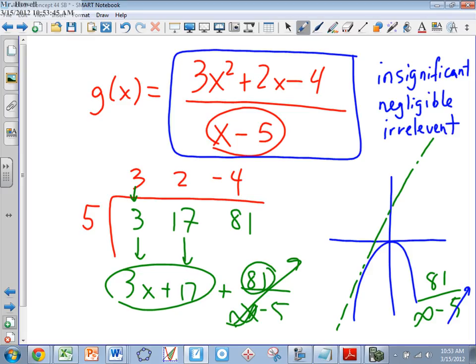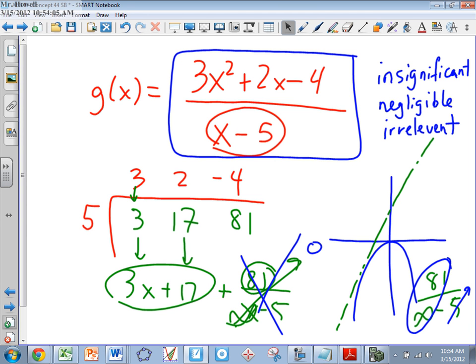Now, take a look here. The 5 drops off, I'm left with 81 over infinity. But what did we say a minute ago? When you divide by infinity, it's really just 0. So this remainder is pretty much 0. That's why we ignore it. It has no effect on the problem. Whenever we do this process with slant asymptotes, the remainder just becomes ignored. Okay?